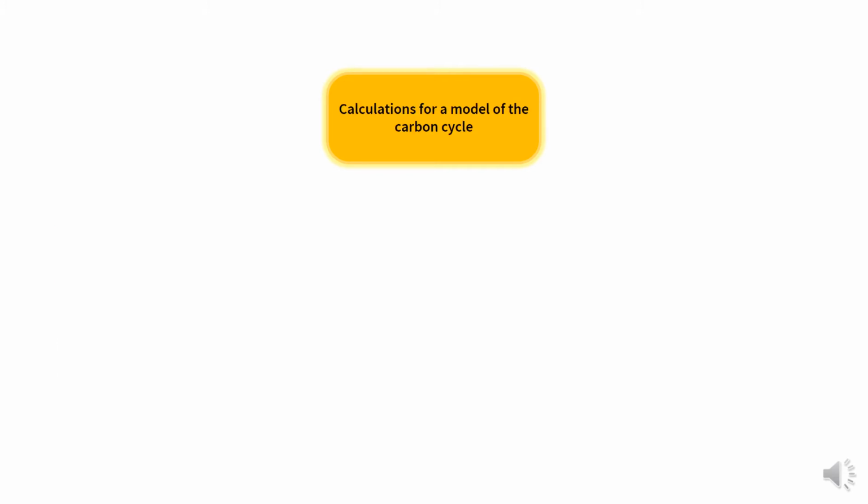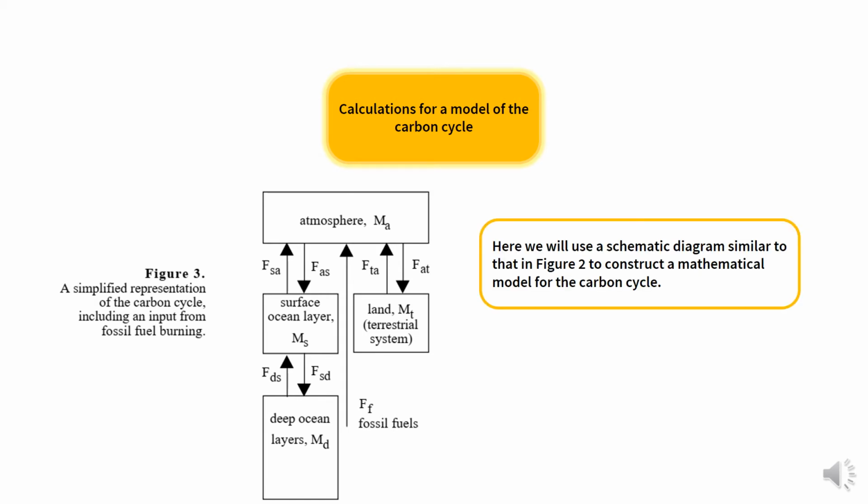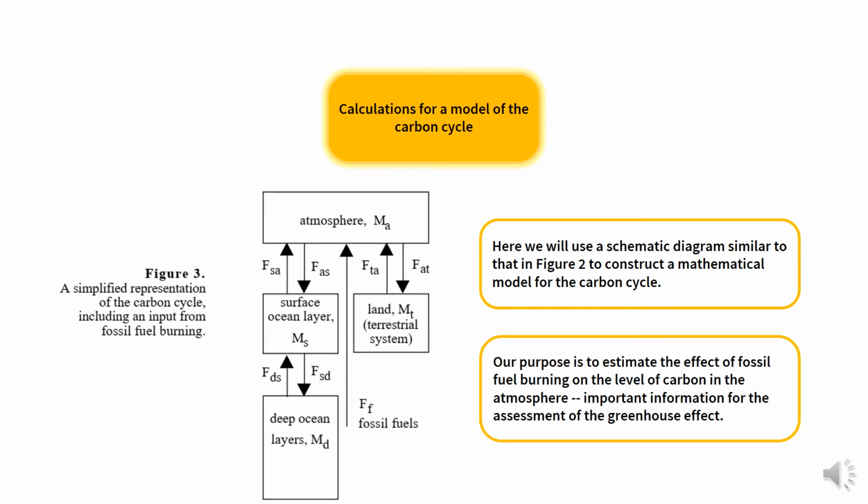Calculation for a model of the carbon cycle. In this figure, we will use a schematic diagram similar to that in figure 2 to construct a mathematical model for the carbon cycle. This is a simplified representation of the carbon cycle, including an input from fossil fuel burning. Our purpose is to estimate the effect of fossil fuel burning on the level of carbon in the atmosphere. This is important information for the assessment of the greenhouse effect.